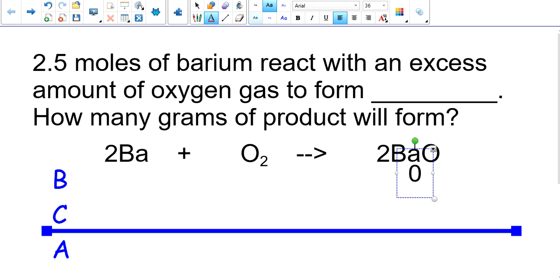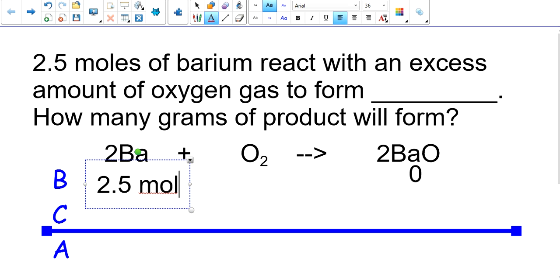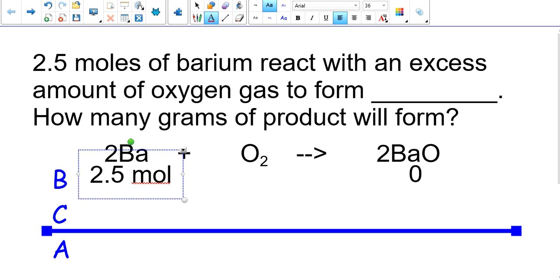Now, what I'm going to recommend that you do is read the problem, identify what's given. So it says 2.5 moles of barium. Okay, so which one of these is barium? Well, it's right there. That's going to be present before the reaction. So 2.5 moles of barium would go right there.